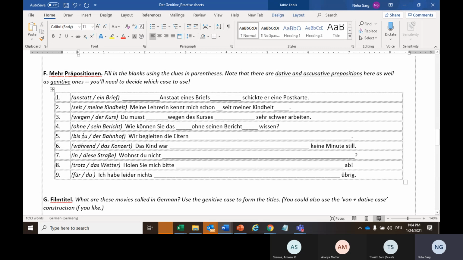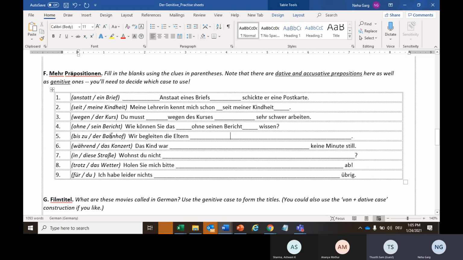Next. Sam, you want to try? Bei, which one is it, like dative? Dative. Okay. So in that case, like wir begleiten die Eltern. Oh, give me 1 second. Okay. So this is the Bahnhof. Dem. So in that case, like wir begleiten die Eltern zu dem Bahnhof.